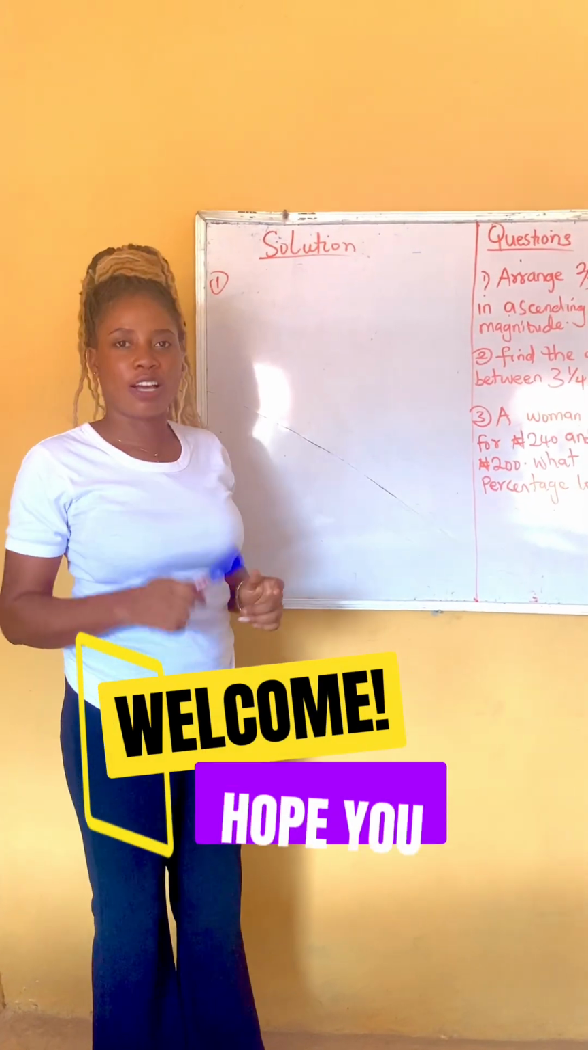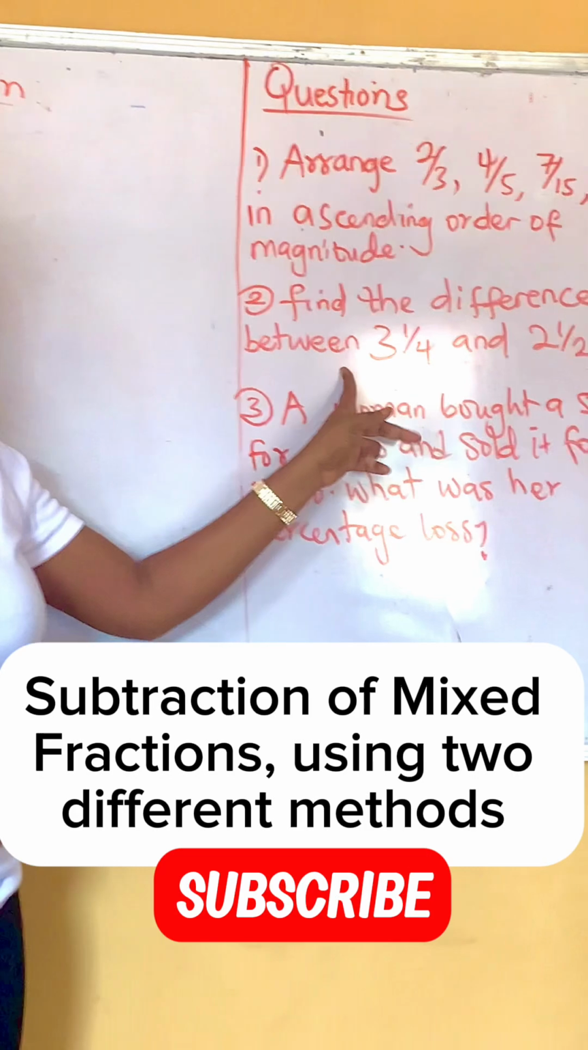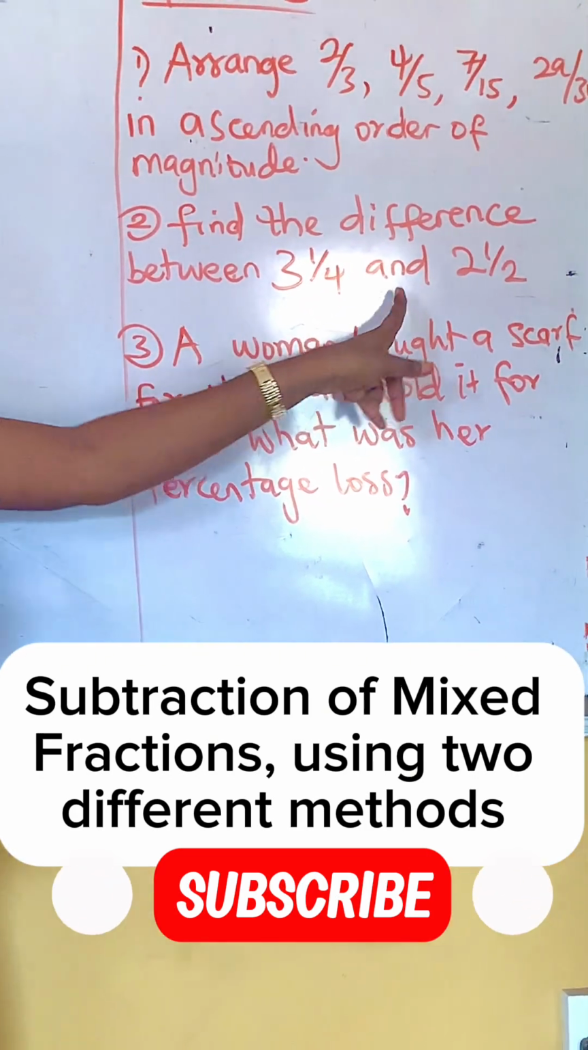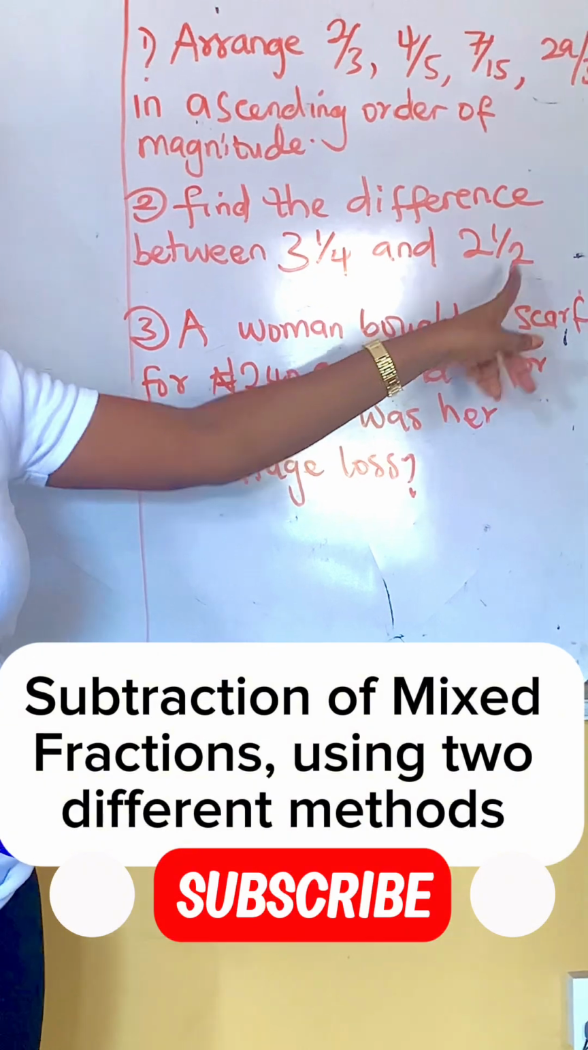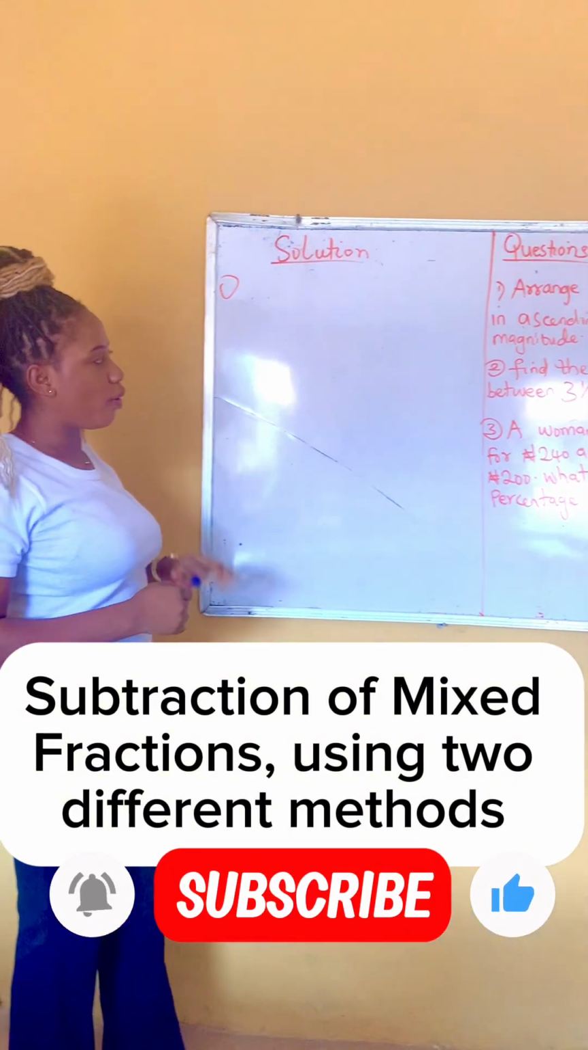Okay guys, let's look at the second question. The second question says, find the difference between 3 whole number, 1 all over 4, and 2 whole number, 1 all over 3. So let's bring it to the solution board. That should be our question 2.